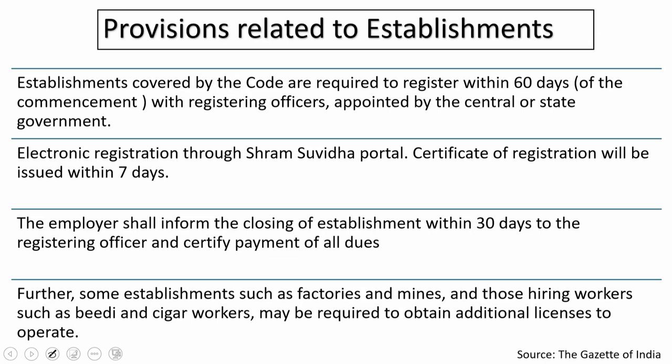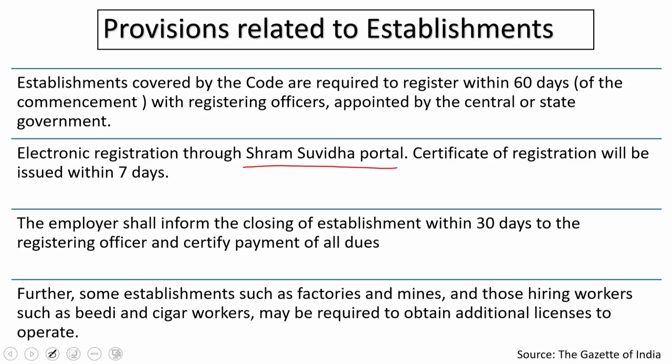And you look into the provisions related to establishments. Establishments covered by the code are required to register within 60 days of the commencement with registering officers appointed by the central or the state government. For electronic registration, we have the Shram Suvidha portal. On the Shram Suvidha portal, you can register, and the certificate of registration will be issued within 7 days. The employer shall inform the registering officer of the closing of the establishment within 30 days and certify payment of all dues.